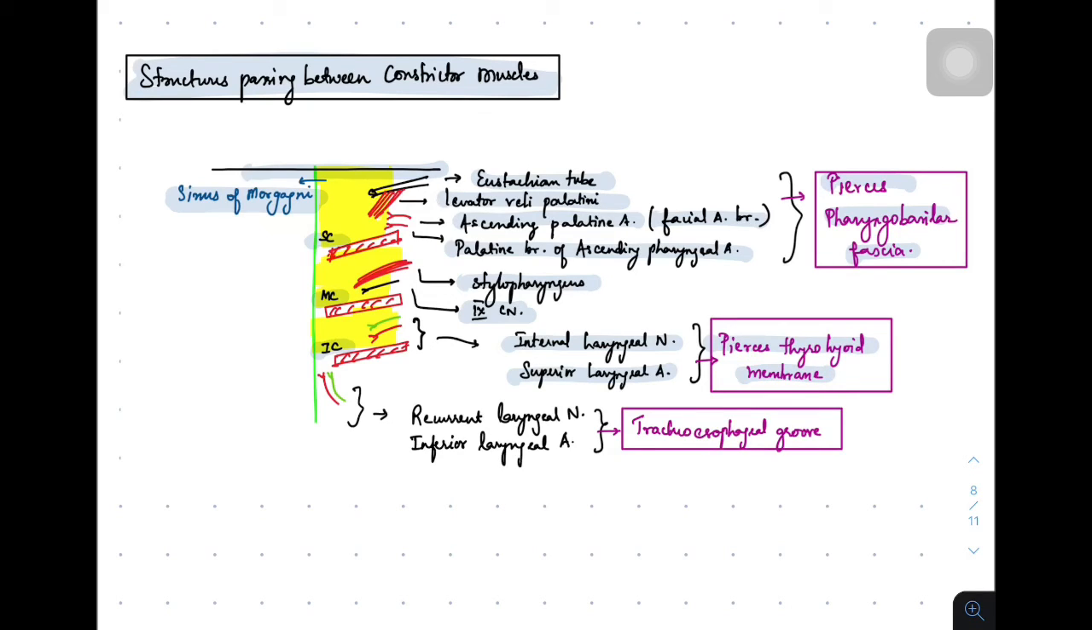Then we have a space between inferior constrictor and the esophagus. In between these two run the recurrent laryngeal nerve and inferior laryngeal artery. These run in the tracheoesophageal groove.